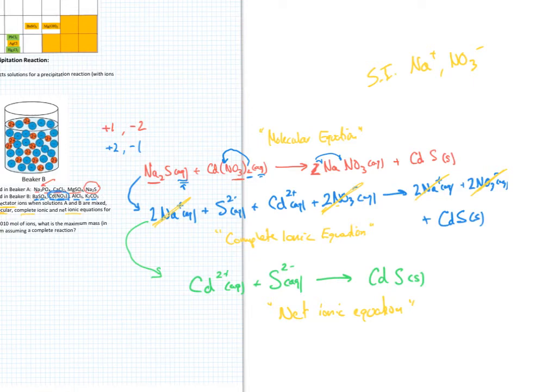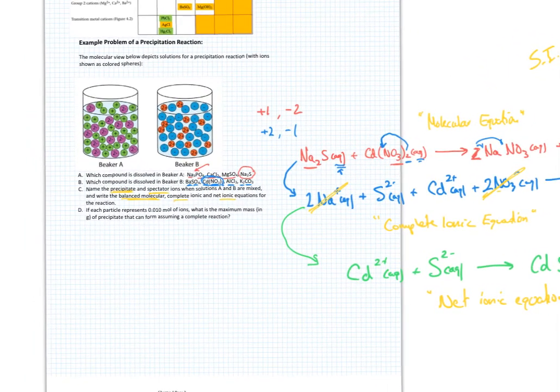Okay, this might be a 10-point problem on an exam. This part C here is a classic example. Write down the balanced molecular, complete ionic, and net ionic equations, and identify the precipitate and the spectator ions. If you can do that, that's probably 10 points on your next exam.